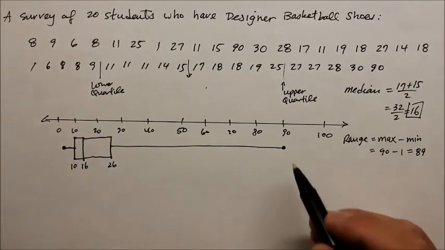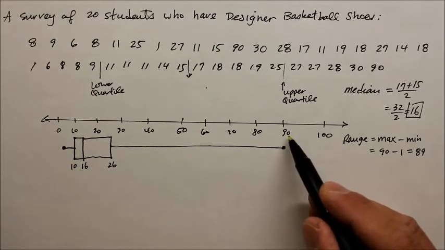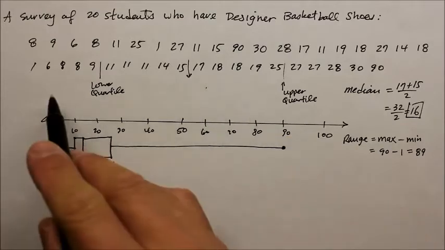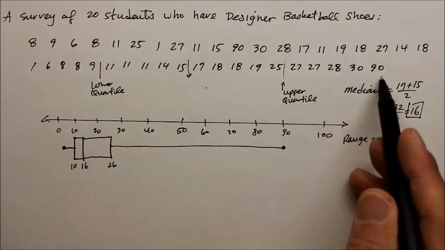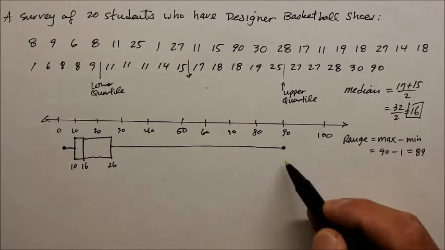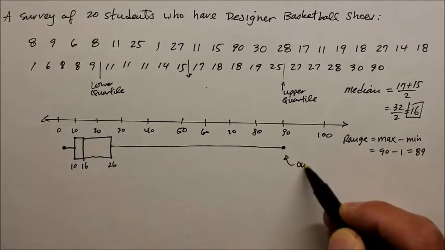Now, there is a word that we give to a far-fetched number such as this. Notice everything's in 1s, 10s, and 20s, and 30 maybe. But this one blessed child has 90 pairs. This is called an outlier.